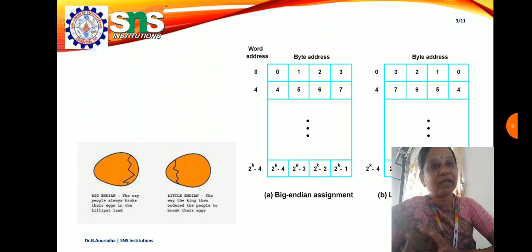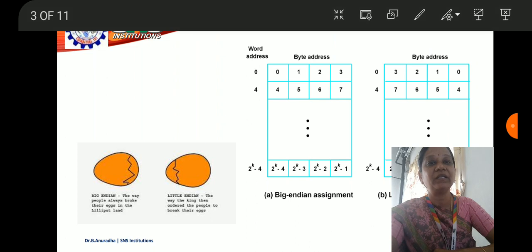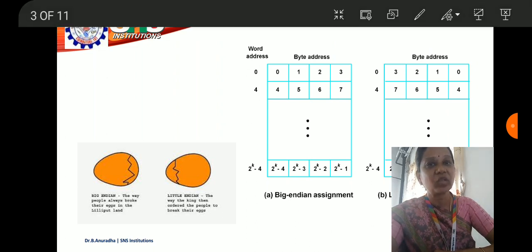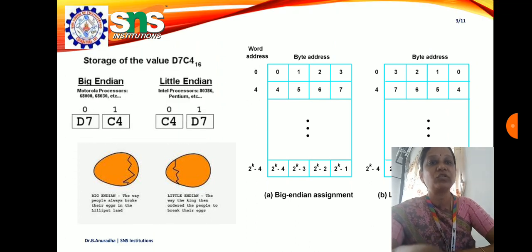As I told, if I have 32 bit data, that will be divided into 4 bytes. That is what the word length is. So in this diagram we have a word address consisting of bytes 0 to 3, and the fourth byte is at the second row. That is what this diagram implements. Similarly, on the left side, you can see the cells which show the lower byte is stored at the lower location and the higher byte is stored at the higher location.